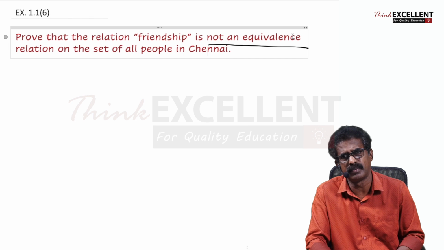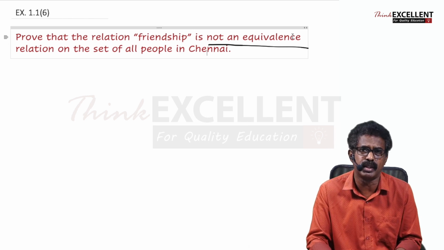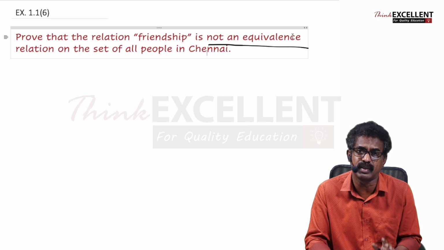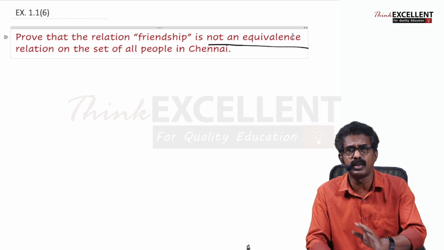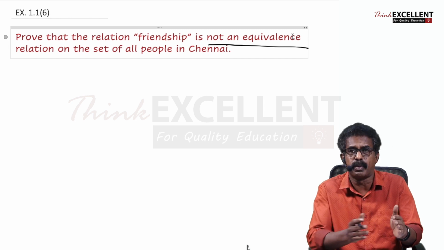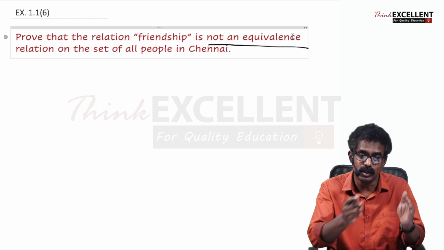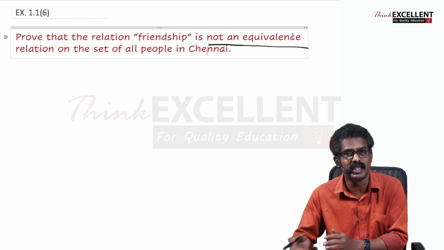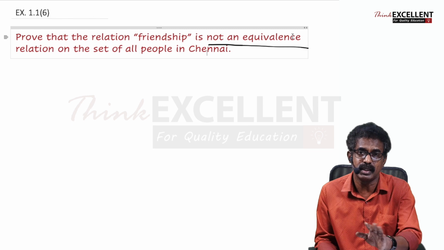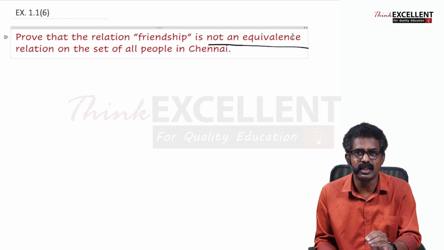You give one example. You say it does not satisfy reflexive, or you prove it does not satisfy symmetry, or you say it does not satisfy transitive. Any one of them is enough. It is not compulsory to do one by one. Here they didn't ask, like the previous question, for all four: reflexive, symmetric, transitive, equivalence. Here they asked to prove it is not an equivalence. Easily you can say it is not transitive.